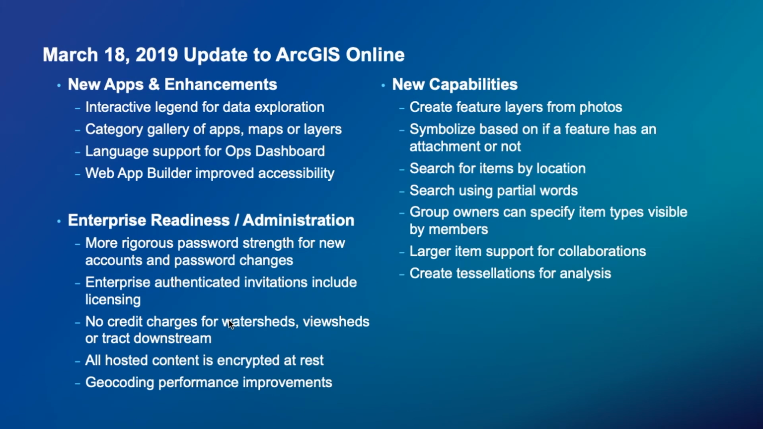Group owners can now do something new. Somebody was talking about different people coming into groups. End users don't always understand that there might be a layer and an app and lots of other things shared in a group. Now as a group owner, you can say people who have access to this just see the applications. The other things might be there, but it doesn't confuse people who are trying to use them. And there's larger support for collaboration, so more things can be collaborated back and forth. And then in analytics, tessellations for analysis, so building a grid on top of something and using that for analysis.